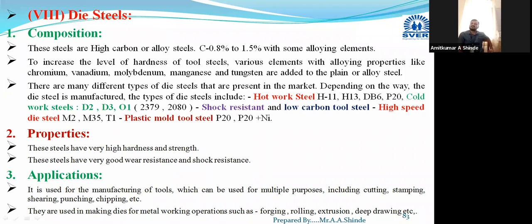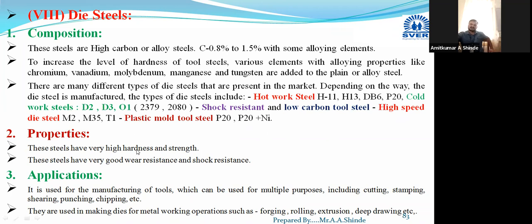I have indicated some names, which is just the designation part. Hot work steels are denoted by H11, H13, and so on. Cold work steels are denoted by D2, D3, O1, like this. Then shock resistant low carbon tool steels, high speed die steels are denoted by M2, M35, T1, like this, and plastic mold tool steels. So this is just for your information. Depending on the method used for manufacturing that die steel, it has different types. These five to six types are there.